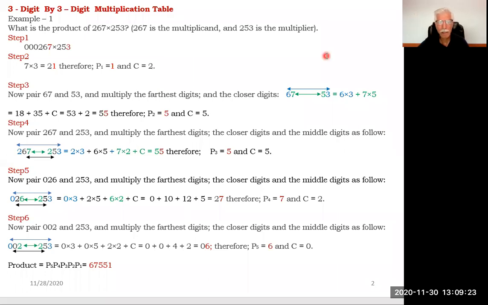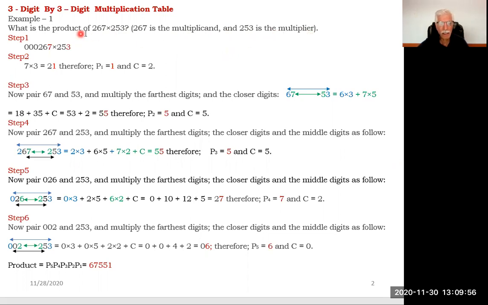Okay, to explain this method, I have chosen a very simple problem. What is the product of 267 by 253? In this example, 267 is the multiplicand and 253 is the multiplier. We always assume the bigger number to be the multiplicand and the smaller number to be the multiplier.